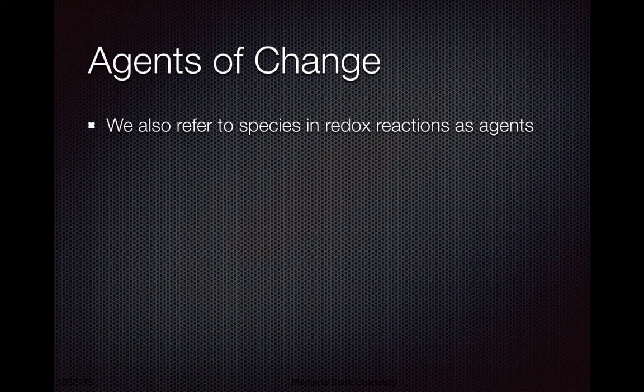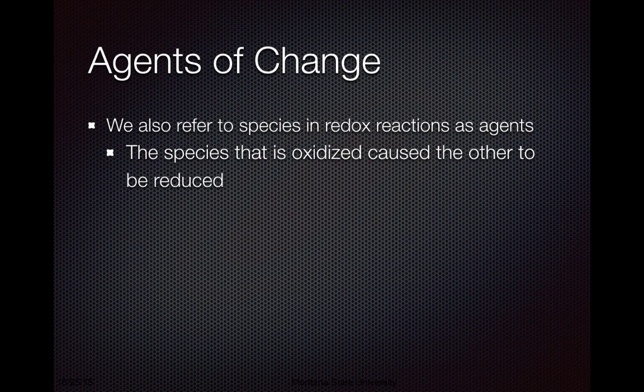I always like this title of the slide, Agents of Change. We've referred to our species as what is oxidized and what is reduced, and that's more of a passive role as far as the elements. We talk about what happened to that element, but we can also refer to what they did to something else. The species that is oxidized lost electrons, but it also made something else gain electrons, so it caused something else to be reduced. The material that was oxidized, we say, is the reducing agent. In that past reaction, it was Fe.